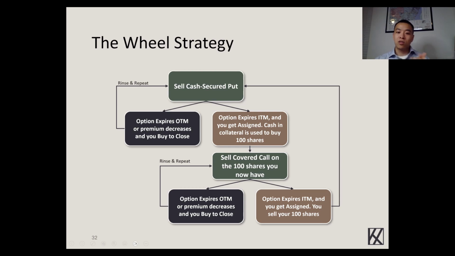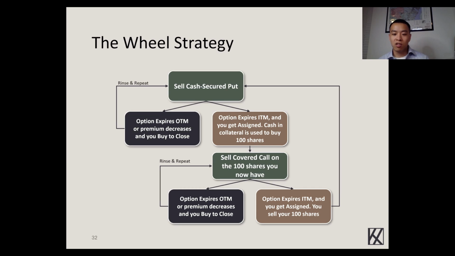Okay, going to the right, let's say you're wrong on a cash secured put. The option expires in the money and then you get assigned. Remember, cash secured put, you get assigned. That means the cash you had in collateral is used to buy 100 shares. Okay, so now you have 100 shares of this stock that you wanted to buy anyways. Great. I have 100 shares. I could sell a covered call now.